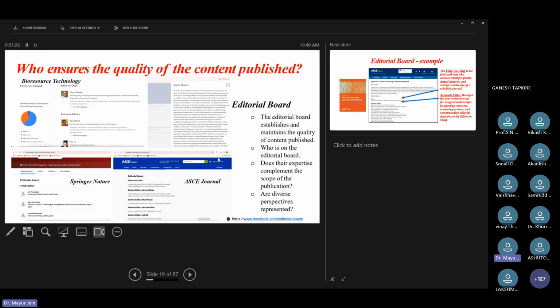Okay, then who ensures the quality of the content published? Again, this is very important. As I said, we should find out what editors are working on, in which direction editors are working. If your area is relevant, probably not 100%, but at least 60% relevant to these editors, probably the chances of getting into the peer review process again will be more, right? But then you have to put in some novel things.